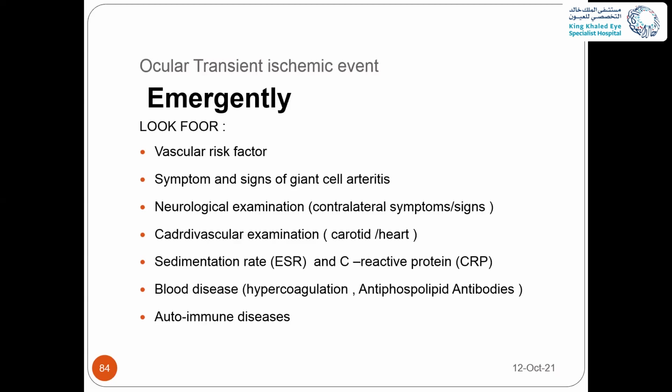What is the next? What is the differential diagnosis? We are looking for vascular risk factors, symptoms and signs of giant cell arteritis, a neurological examination for contralateral symptoms and signs, cardiovascular examination like carotid or heart, sedimentation rate ESR, C-reactive protein as in giant cell arteritis, arteritic ischemic optic neuropathy, blood disease like hypercoagulation, antiphospholipid antibody, autoimmune disease. So this is in the differential diagnosis. What are we going to do with the patient? He is in your clinic.